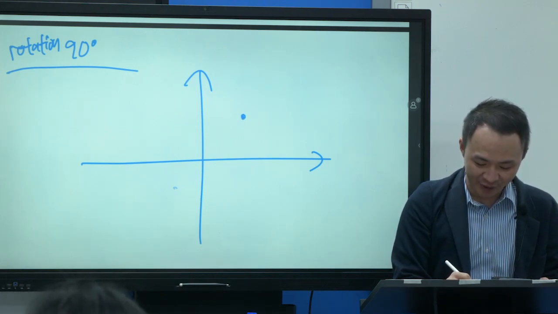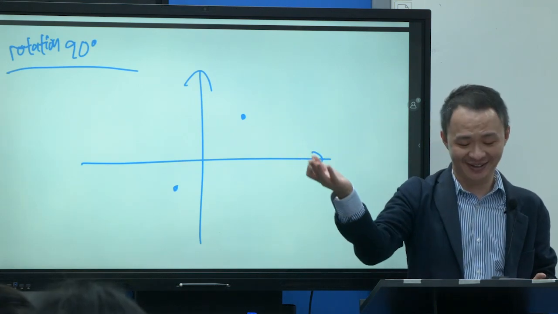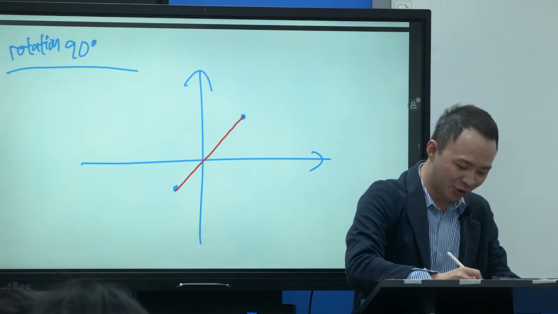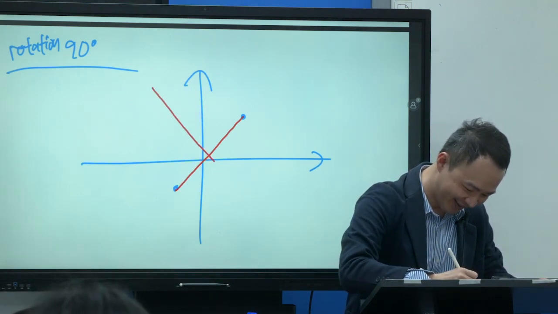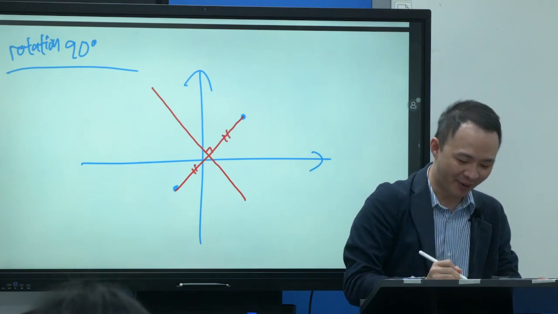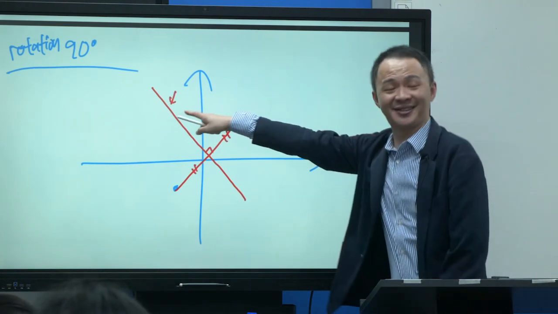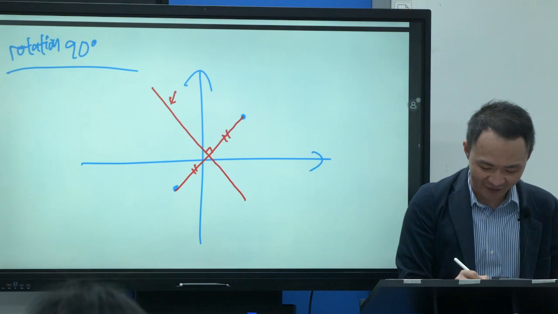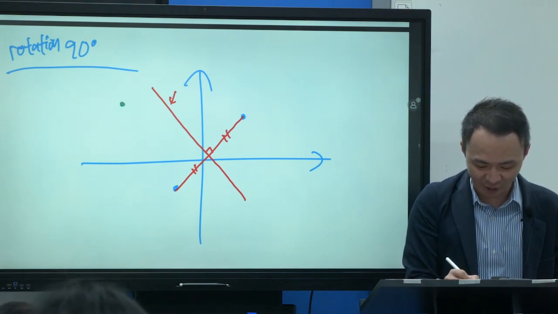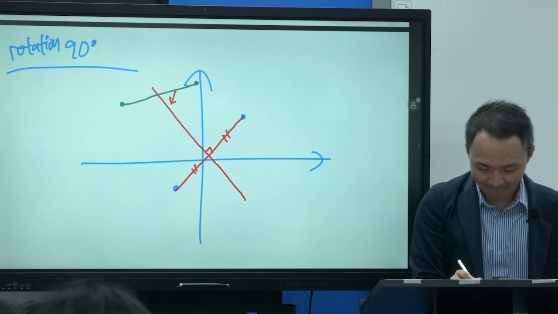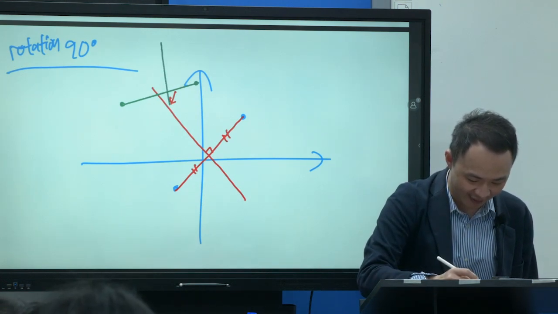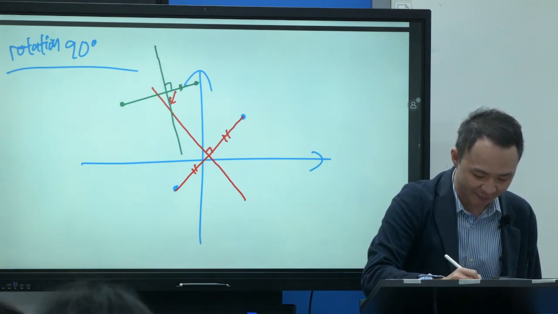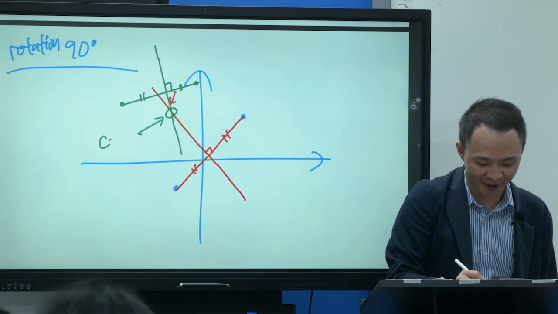Okay. You need to find two perpendicular bisector lines. Means these two, you connect them, and then you draw a perpendicular bisector line, 90 degree, touching at the midpoint. You need to draw two of these. They are going to intersect. So that means you have another 2 points. For example, you have another 2 points here. You connect them, and then you draw a perpendicular bisector line. Touch the center. Do you see the intersect? This one is the center point.